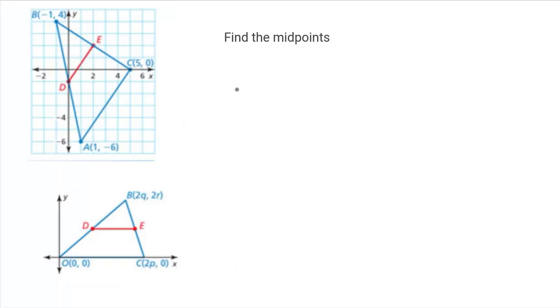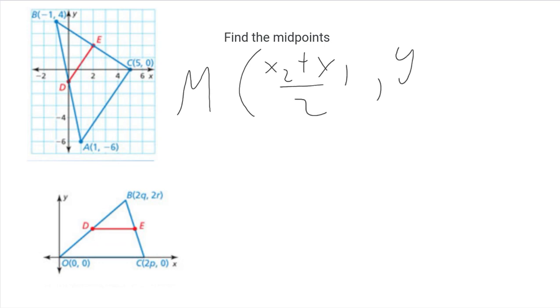Today we're going to talk about mid-segments. So let's first do a review of midpoints. The midpoint formula was (x2 plus x1) divided by 2, and then (y2 plus y1) divided by 2. We're just trying to find the average of the x's and the average of the y's.